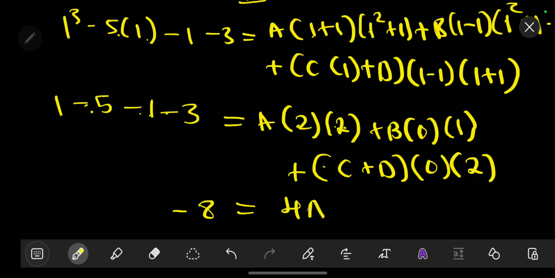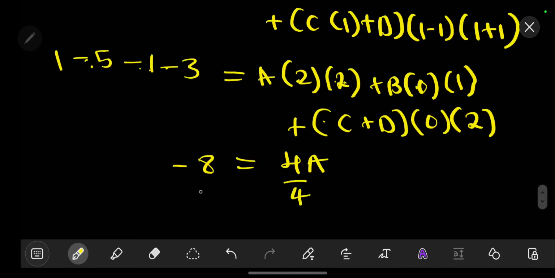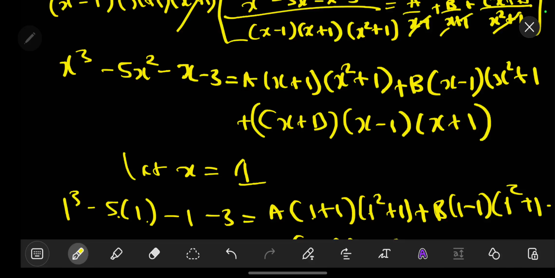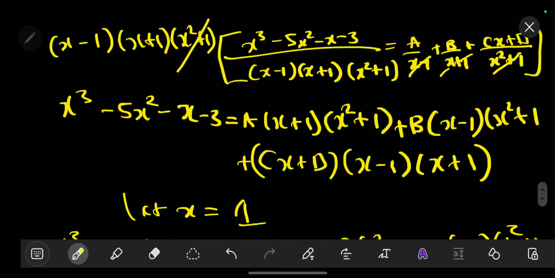Here it's 0 throughout. So we divide by 4, we divide by 4. Our a value should be equal to negative 2, like that. So this one shall be done in the next video as a part.